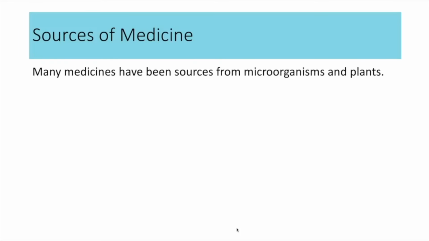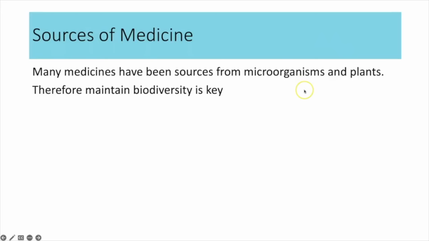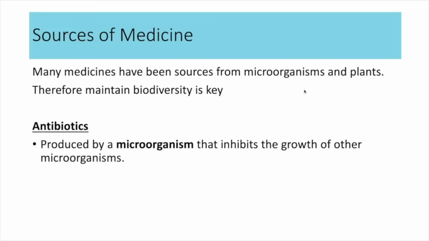Now, vaccines are a preventative medicine, but there are also other medicines that can kill pathogens. And most of these medicines were originally sourced from microorganisms and plants. And that is one of the reasons why maintaining biodiversity is so key, because there might be other cures for diseases in microbes and plants that we haven't discovered yet. And if those plants go extinct, then we will never discover that medicine. So antibiotics is a key example. These are produced by microorganisms and they inhibit the growth of other microbes.